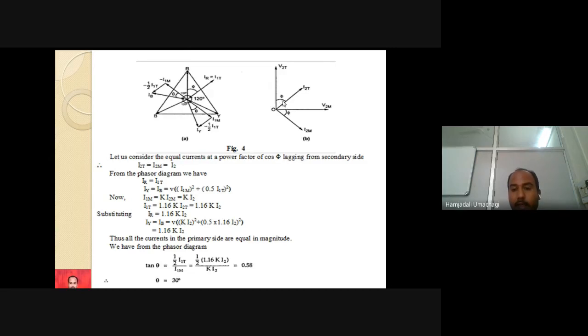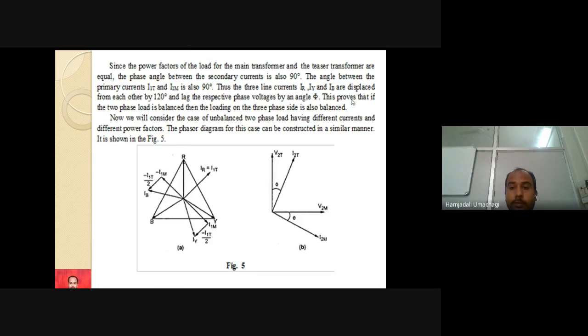This phi is the power factor angle of the teaser transformer current with respect to the secondary teaser transformer voltage. Similarly, phi is the power factor angle of the main transformer current, which is lagging with respect to the secondary voltage of the main transformer, V2M. This proves that if the two-phase load is balanced, then the loading on the three-phase side is also balanced.